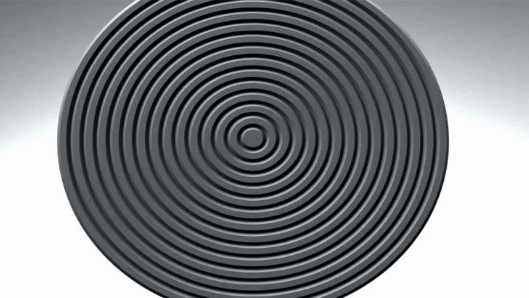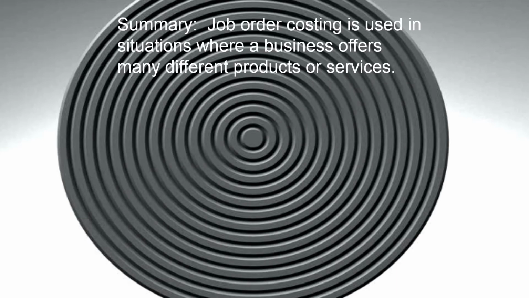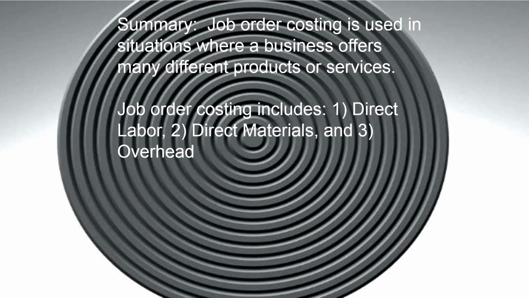In summary, ask yourself these 3 questions. Question number 1. When do businesses use job order costing? Businesses use job order costing in situations where businesses offer many different products or services. Question number 2. What to include in job order costing? Job order costing includes direct labor, direct materials, and overhead cost.